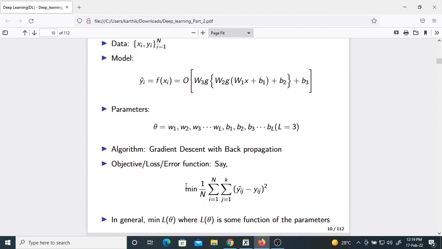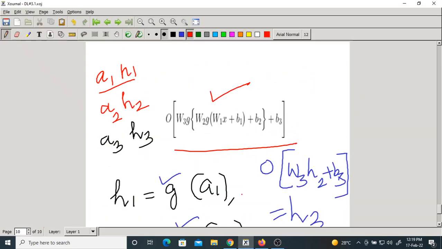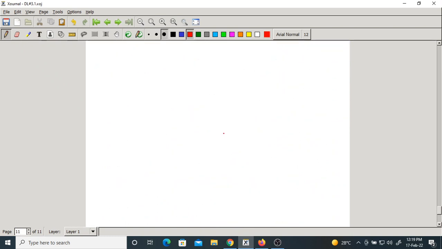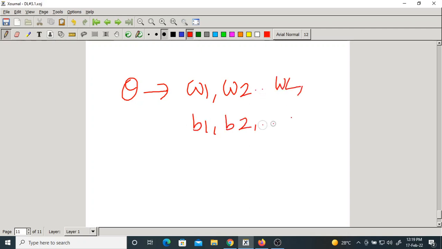Now, how many parameters do we have? Theta is nothing but W1, W2, and so on up to WL, and B1, B2, and so on up to BL. We have to learn these parameters properly so that our approximation will be good.